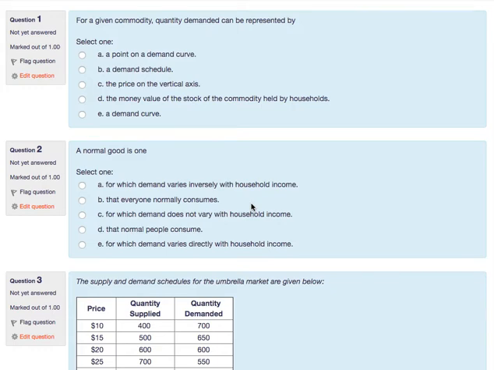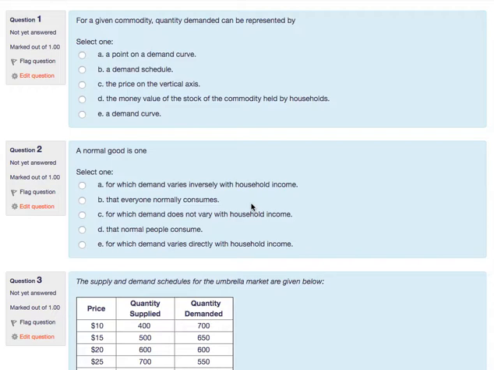So here are my explanations for the practice quiz of chapter 3. Question 1, which may be in a different order in your quiz: for a given commodity, quantity demanded can be represented by what? In this class, the big thing that you need to distinguish is quantity demanded versus demand. So a change in quantity demanded versus a change in demand.